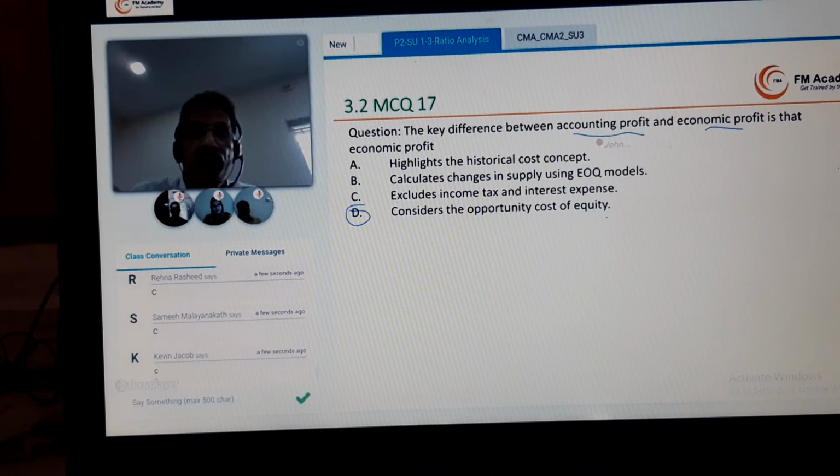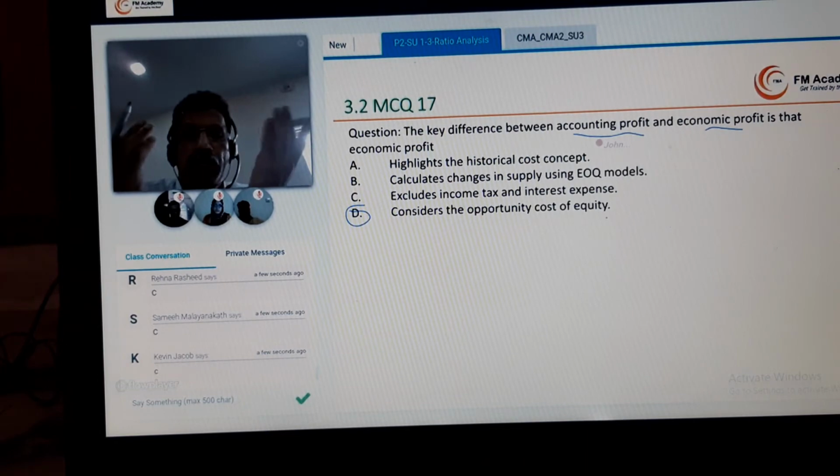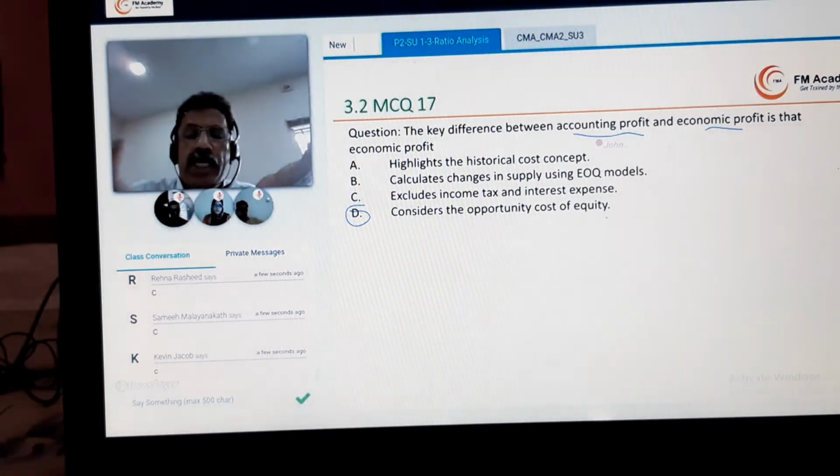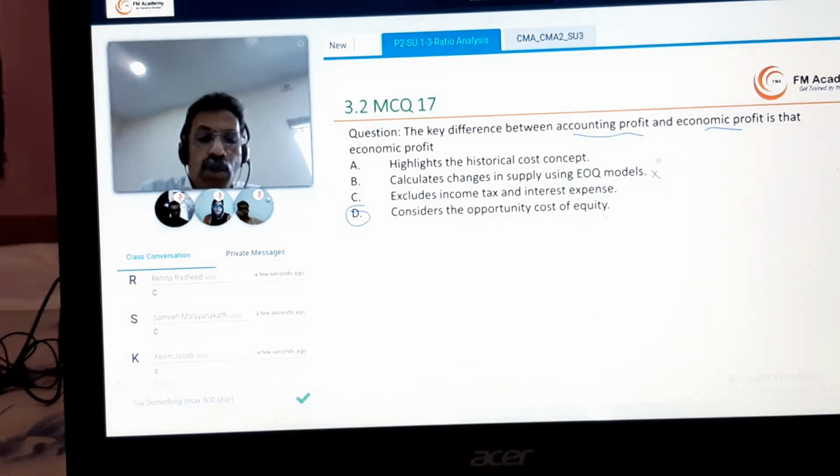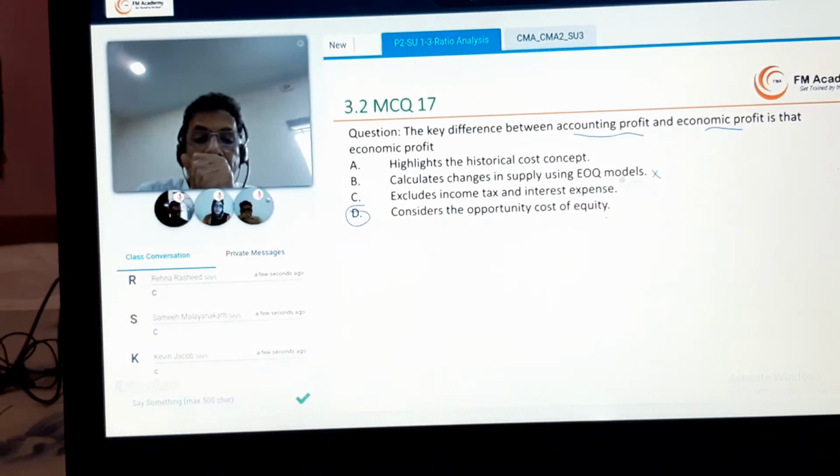That's not a key difference between accounting profit and economic profit. Then, calculates changes in supply using the EOQ model. That's really an efficiency management method. It's not going to make any difference to the economic profit and accounting profit discussion. So this is wrong.